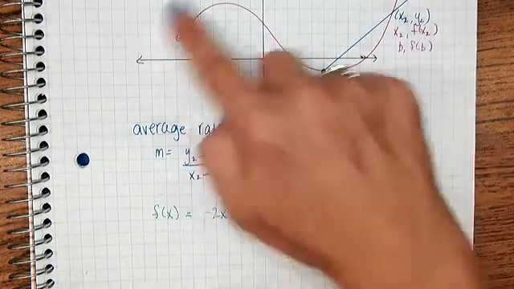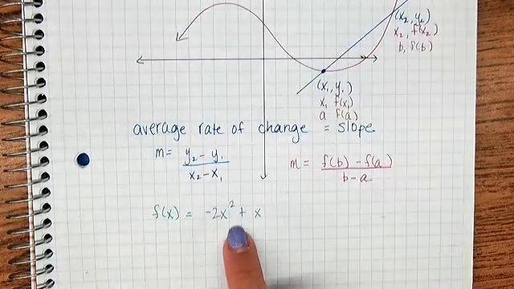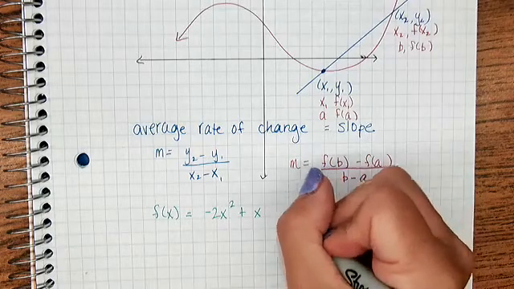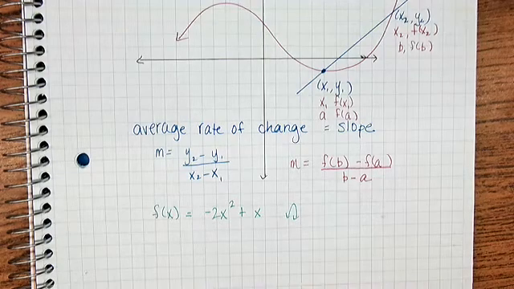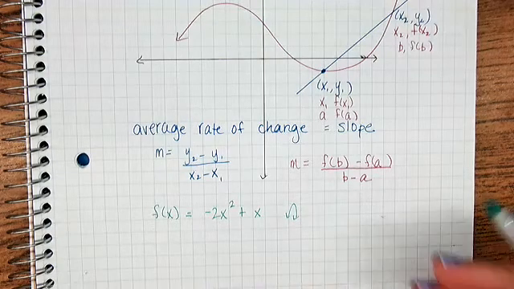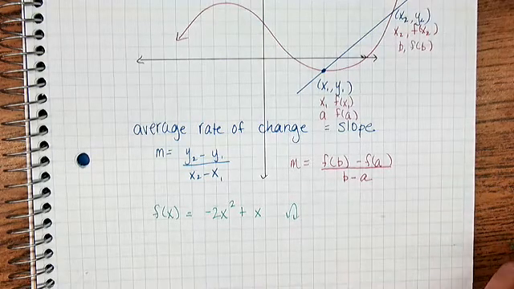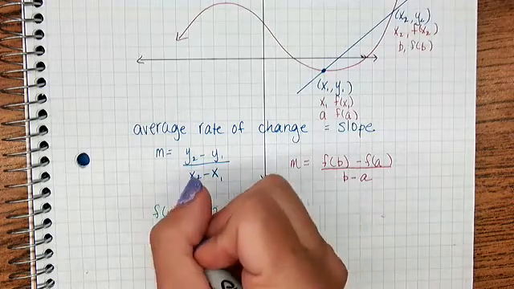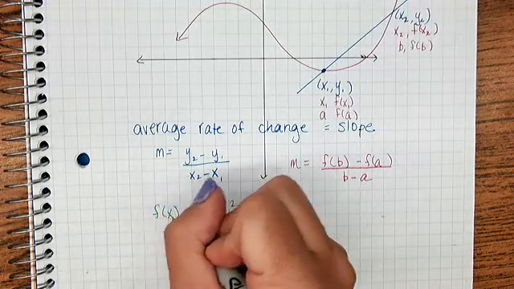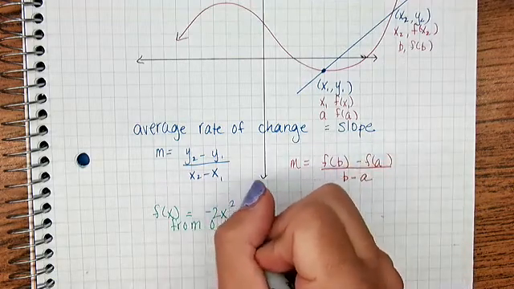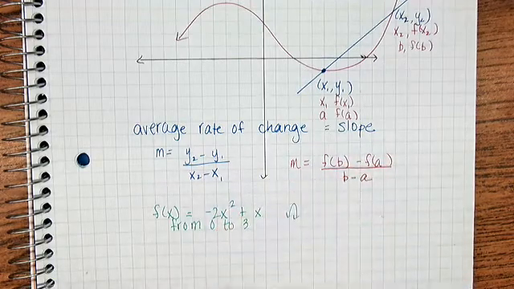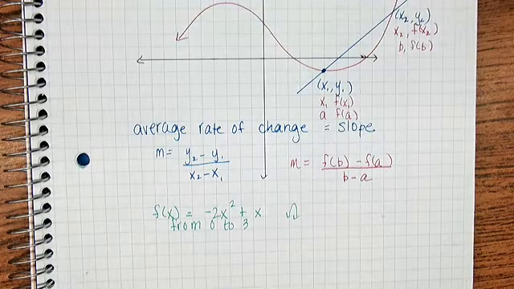So you have some curve. So in this case, this is an upside down parabola. On this parabola, there are numerous secant lines. So I'm going to ask you to find the rate of change, the slope of a secant line, between two specific x values. So we're going to say from 0 to 3. And I just made that up. I'm just using 0 and 3.